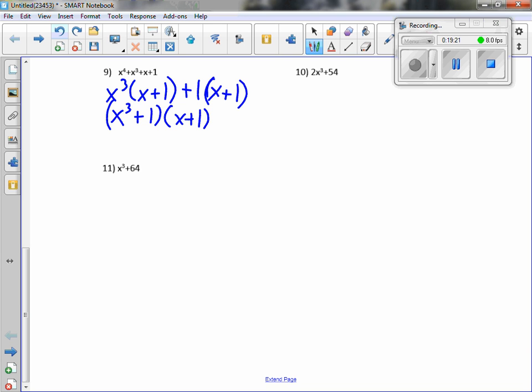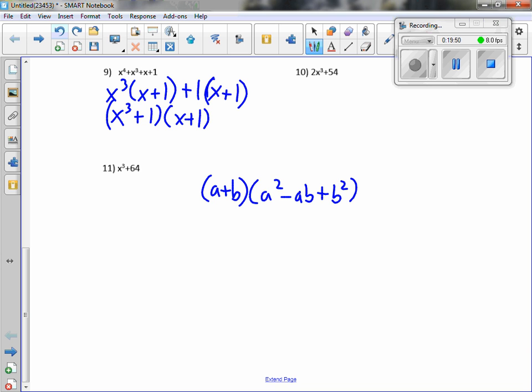Now, it looks like we could be done. However, in this piece right here, we have 2 perfect cubes. X to the third is a perfect cube, and 1's a perfect cube. 1's also a perfect square, so 1 could be a perfect anything. So we need to factor that piece out. Again, the formula for 2 perfect cubes with a plus sign is a plus b, a squared minus ab plus b squared. Like I said, you will get that on the tests.